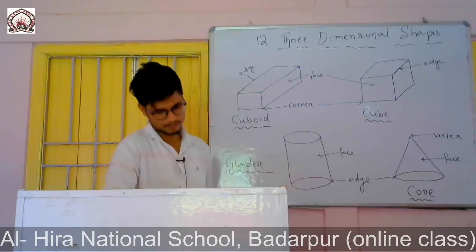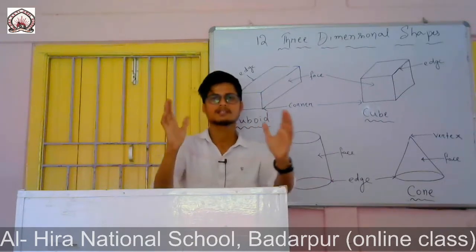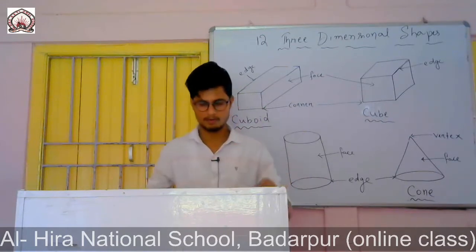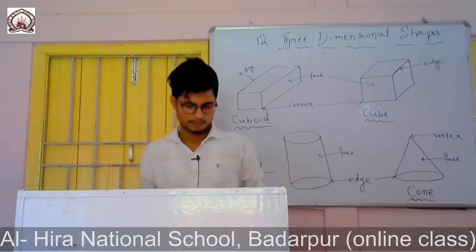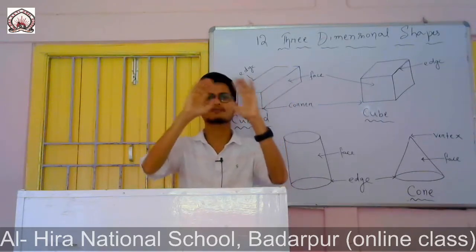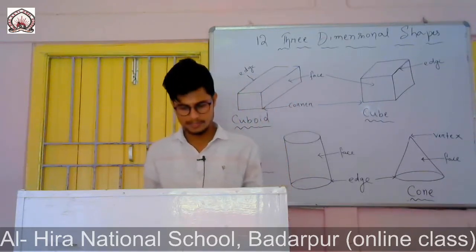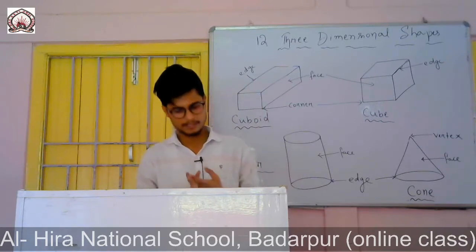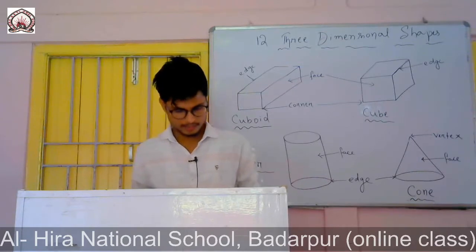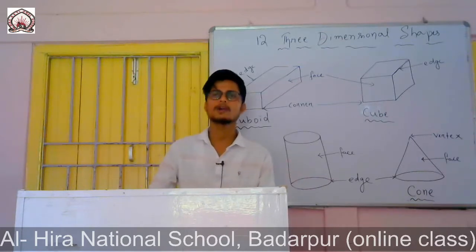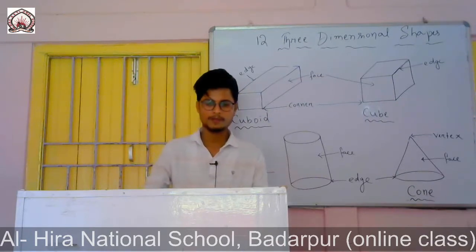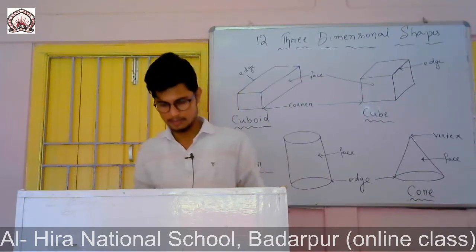Then comes the sphere. You have seen a spherical ball. You can take the example of a ball also, a globe, this round. So these are spheres. A sphere has only one face which is curved. So it is round in shape. It has only one face which is curved. No edges. There is no edge in a sphere, and no corner also. There are no edges and no corner also. Okay, later on I will give an example.